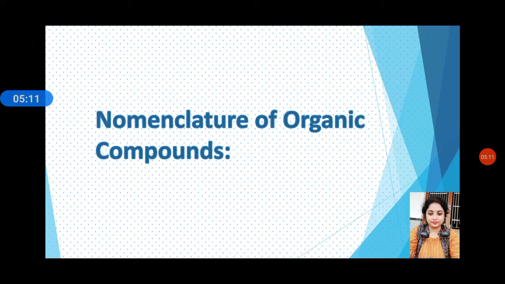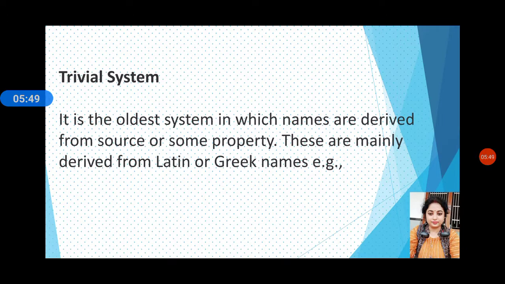Now let's start the nomenclature of organic compounds. Nomenclature means the assignment of names to organic compounds. The naming of organic compounds is an important aspect in the study of organic chemistry as their number is very large and a variety of molecular structures exist. The field has become more complex on account of the phenomenon of isomerism. There are two main systems of nomenclature of organic compounds: number one, the trivial system, and number two, the IUPAC system.